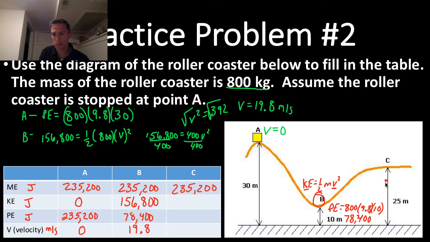Again, I think the easiest place to start, and really the only place we can start at this point, is figuring out its potential energy at point C. So potential energy is equal to its mass, which is 800, times 9.8, times the height at point C, which is 25 meters. So 800 times 9.8 times 25. My calculator is telling me it's 196,000.